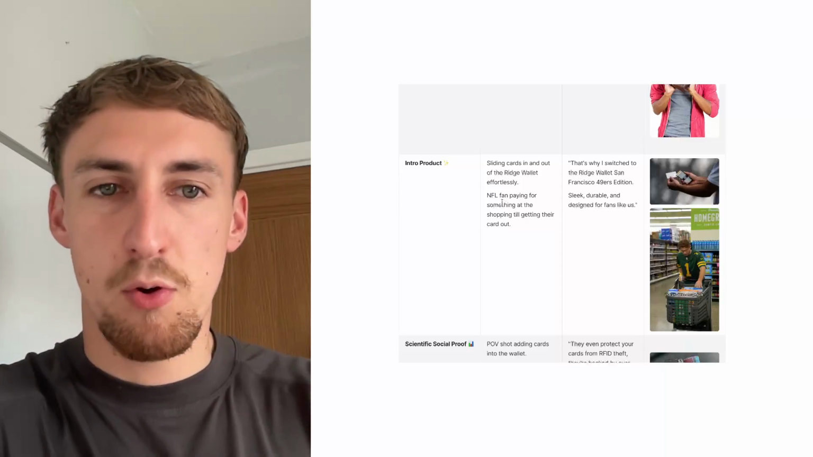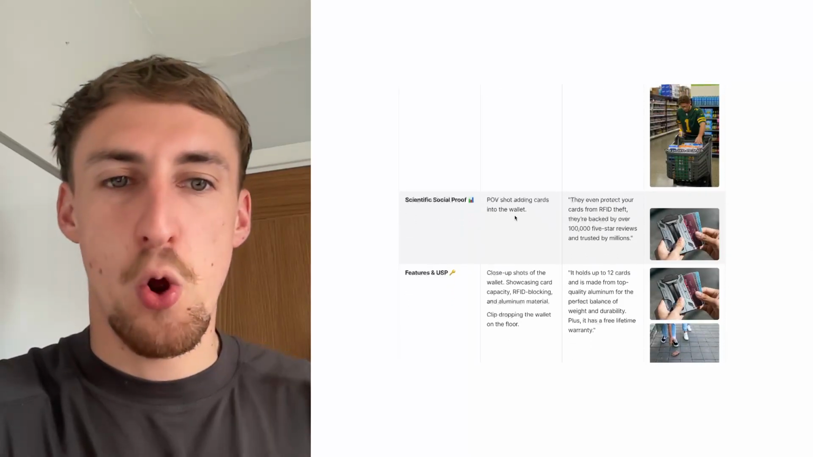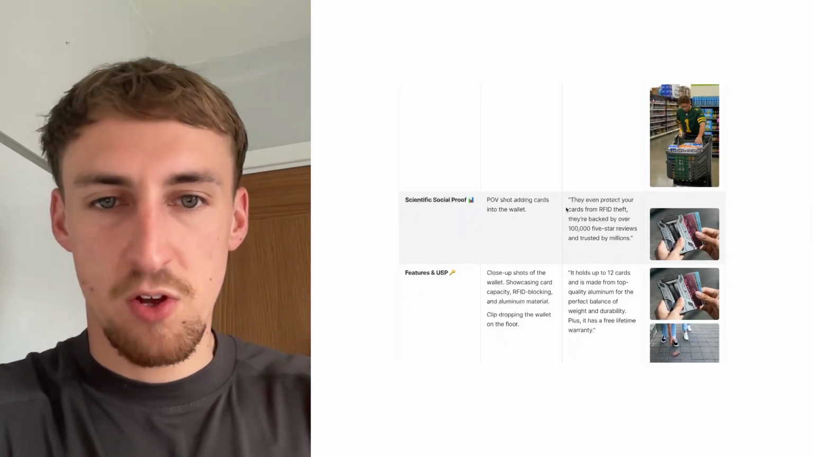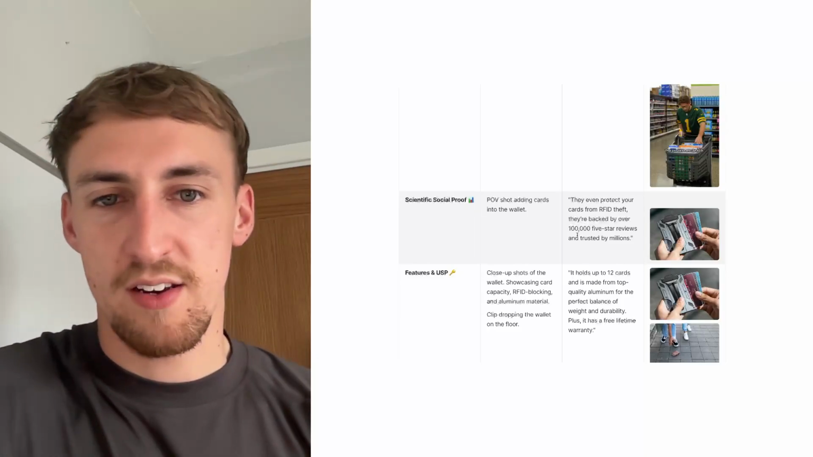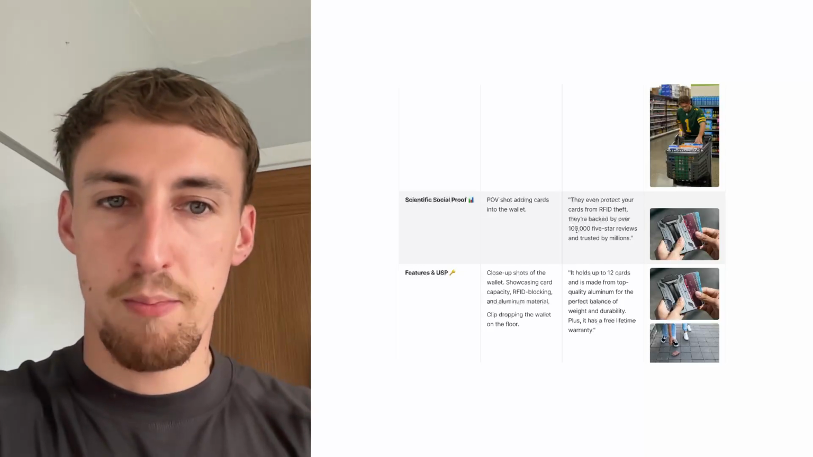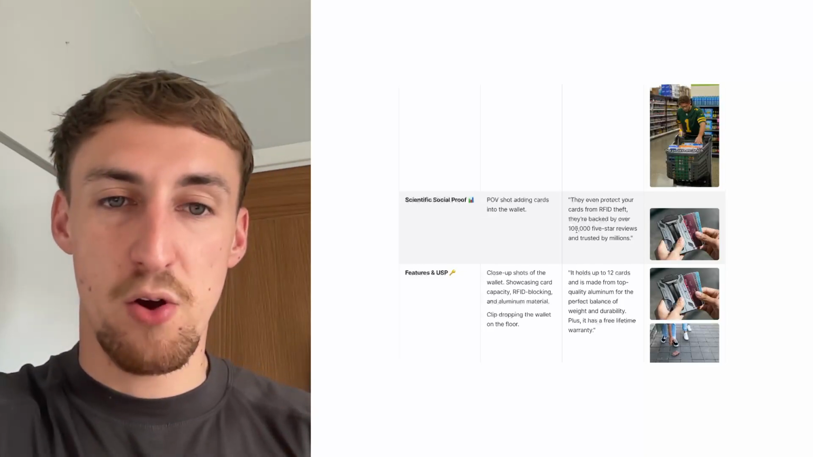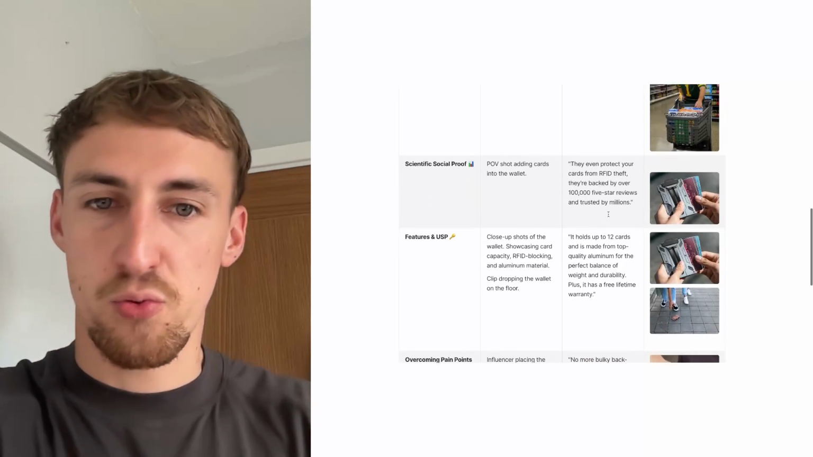and I think it'd be relatable. We also have some scientific social proof, as we know this was one of the purchase prompts, so we've added in the RFID theft because it's just a benefit, and then we've also added in the reviews, so 100,000 5-star reviews and trusted by millions. So it's a great benefit. We know that's a purchase prompt. We know people like the RFID thing, so it's good to include that in there as well.